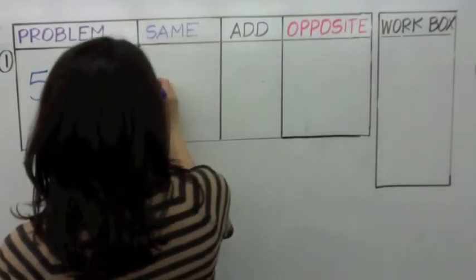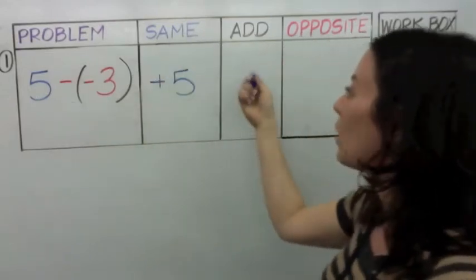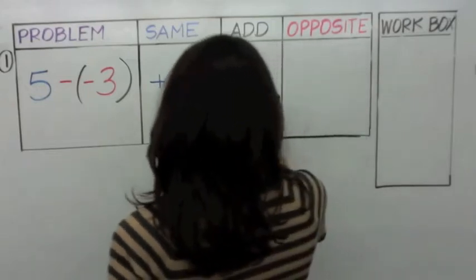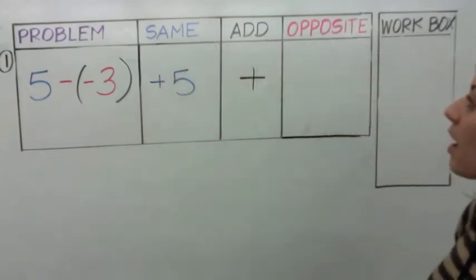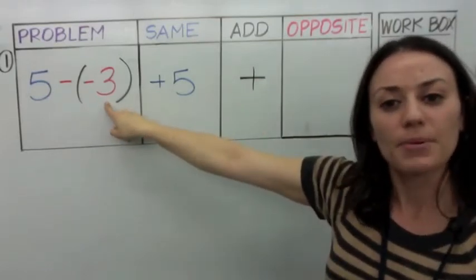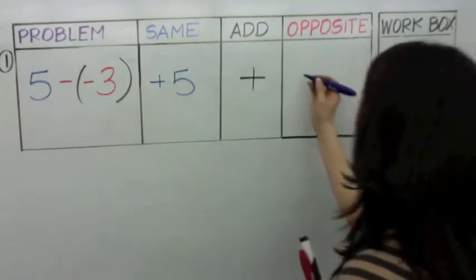So we're going to say, okay, the same is positive 5. We're going to change subtraction to what? What's the opposite of subtraction, my friends? It's addition. Very good. So you always put an addition sign here. Then, what is the opposite of this integer? Negative 3. What's the opposite? Opposite of negative 3 is positive 3. Okay, so you're going to write positive 3.